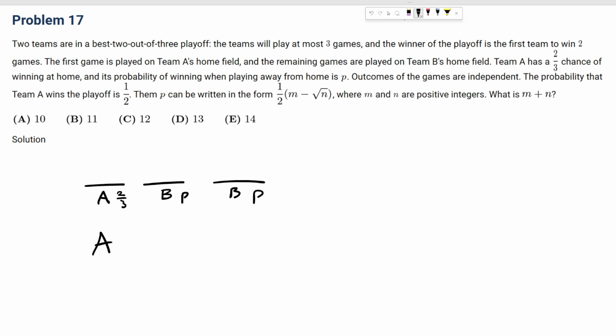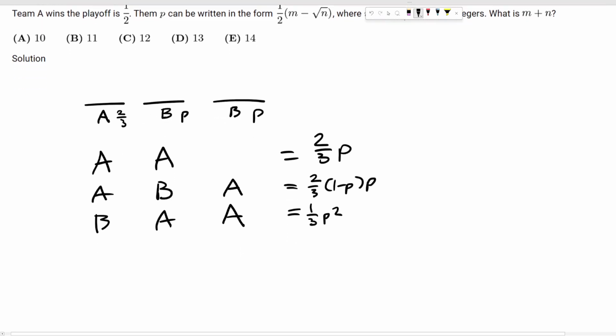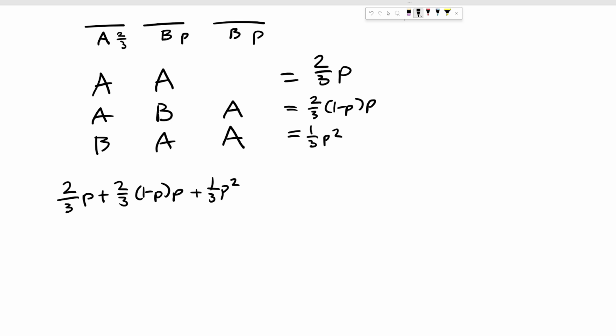So if A wins the first 2 games, this has probability 2/3 P. If A wins the first game, loses the second game, and wins the third game, this has probability 2/3 times 1 minus P times P. If B wins the first game and A wins the last 2 games, then this has probability 1/3 P squared. So now what we've been given is that these add up to 1/2. So this is 2/3 P plus 2/3 (1 minus P) P plus 1/3 P squared equals 1/2.